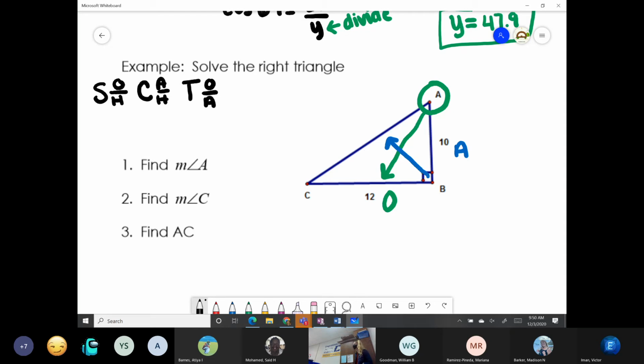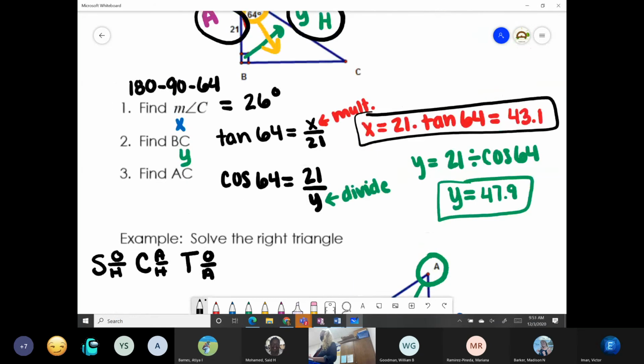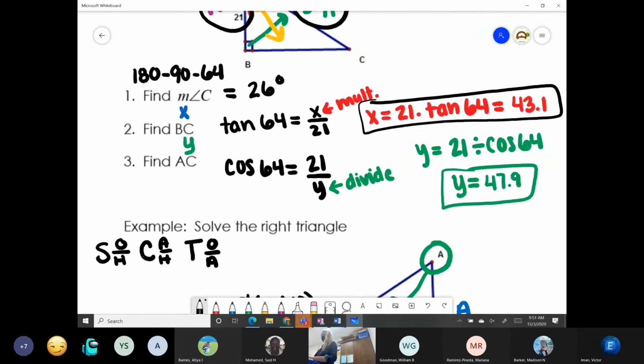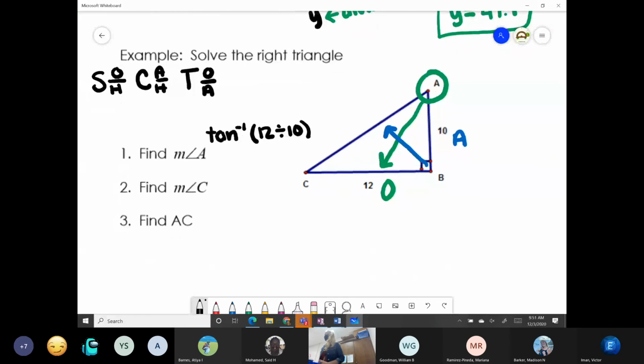Is that going to be sine, cosine, or tangent? Which one do we think? Tangent, absolutely. But we want to find an angle, so it's not just going to be regular old tan. It's going to be inverse tan. So I'm going to say tan inverse 12 divided by 10. Notice these questions are different than the ones we had before, where we used tan, because those were solving for side measures. In these first two problems, I want to solve for the angle measures.